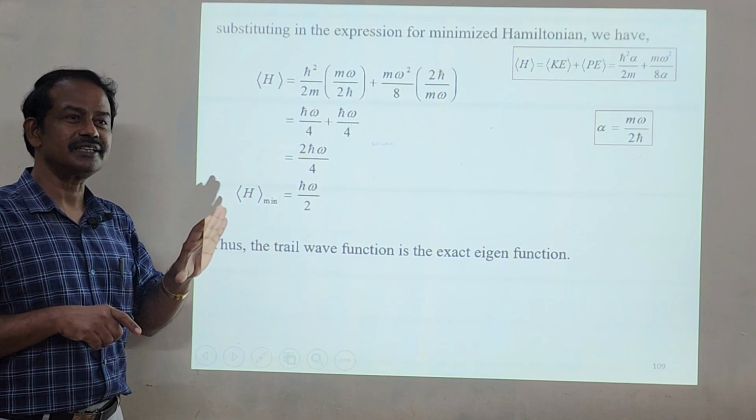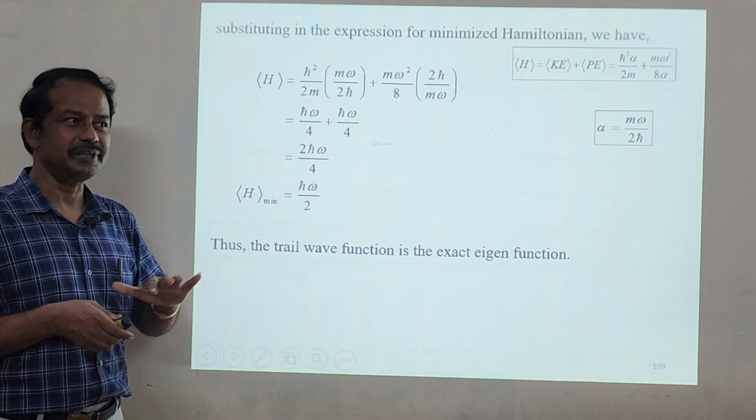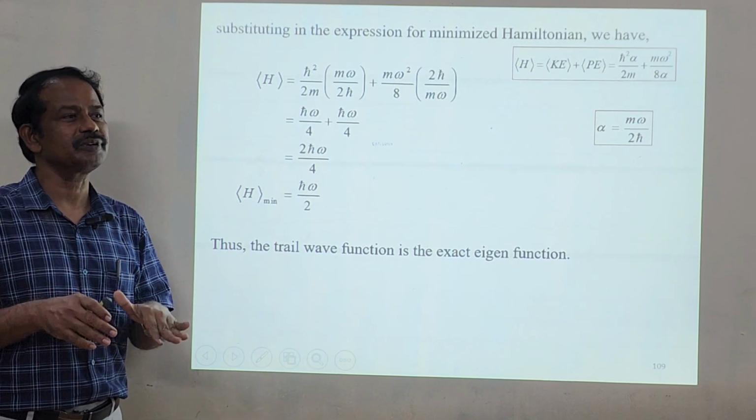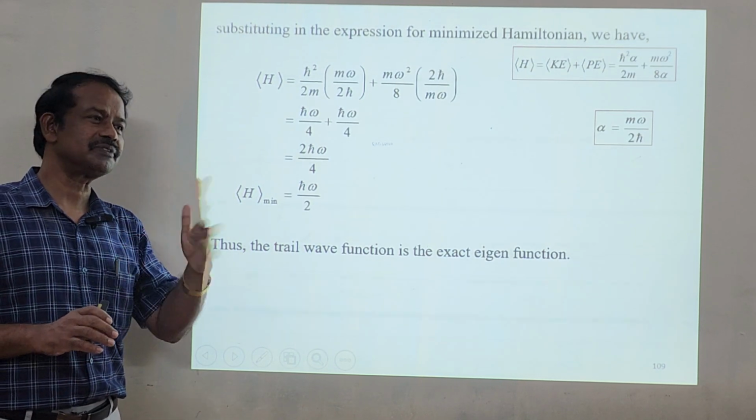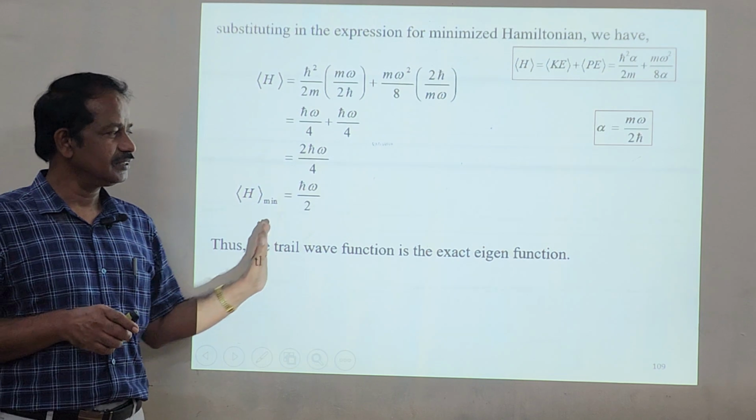Okay. So the variation method is the best method to find out, especially the ground state energy and also the first excited state energies. Okay. So that is the end.